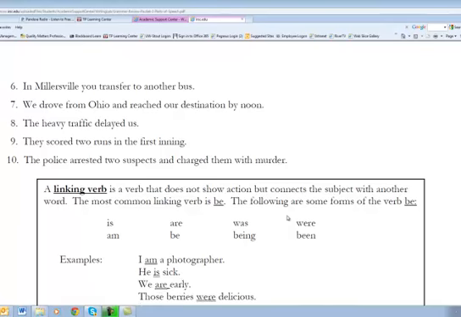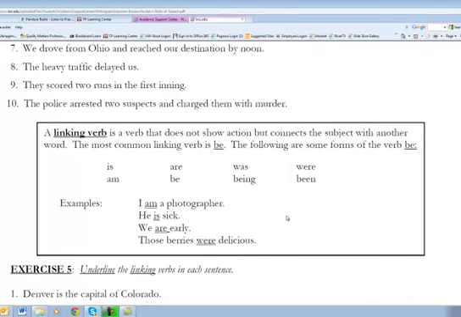When we get into the next section of verbs, linking verbs, there is a short list, and if you want to, the best thing to do is memorize them. A linking verb is a verb that does not show action, but it will connect the subject with another word. And the most common linking verb is be. The following are some forms of the word be. Is, am, are, be, was, being, were, been.